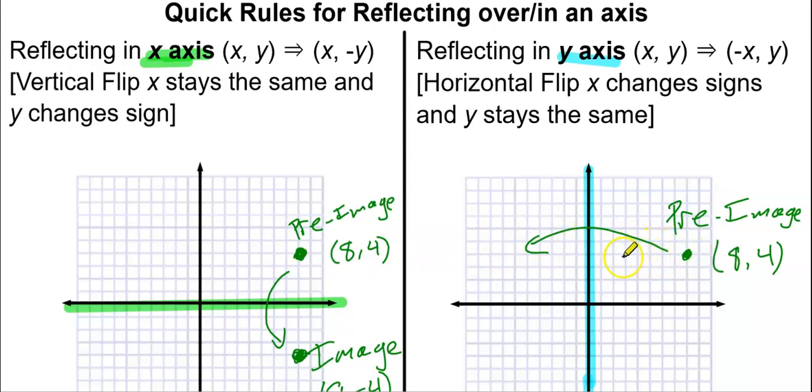1, 2, 3, 4, 5, 6, 7, 8. Keep going 8 on the other side because it's got to be the same distance. 1, 2, 3, 4, 5, 6, 7, 8. So here's my image. This is where I ended up. And you can see X now changed signs, Y stayed the same.